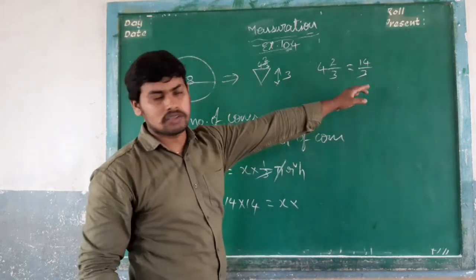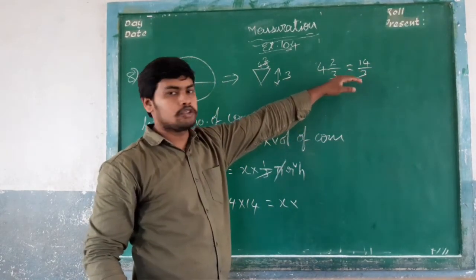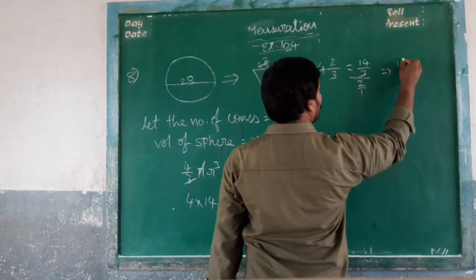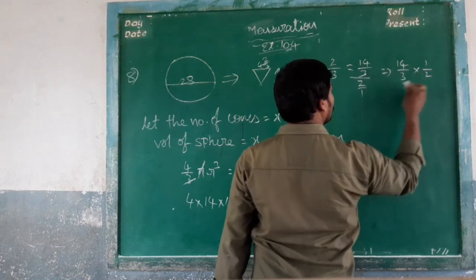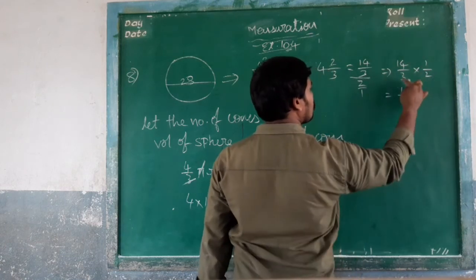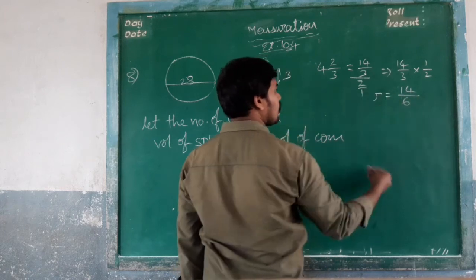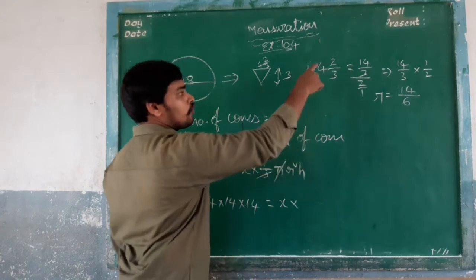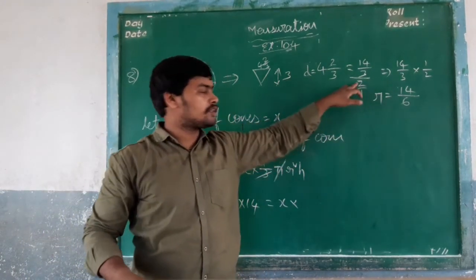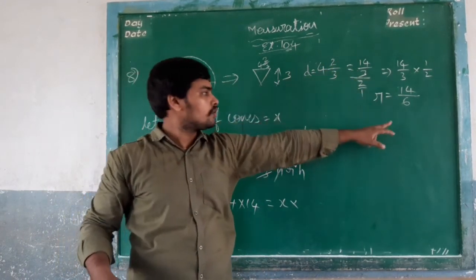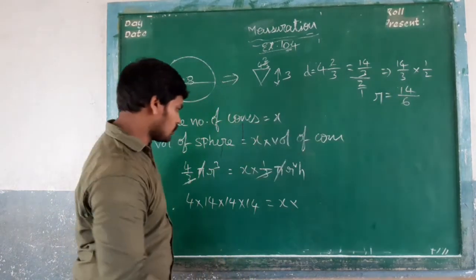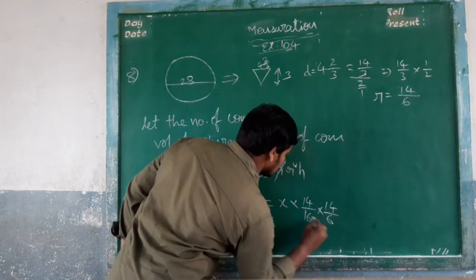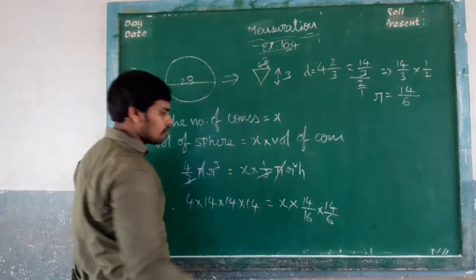This 14/3 is actually the diameter. You should divide the diameter by 2. So that equals 14/3 times 1/2, which is 14 over 6. This is the radius. So that equals 14/6 times 14/6. And the height of the cone is 3.